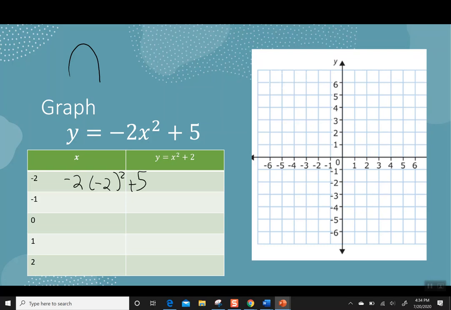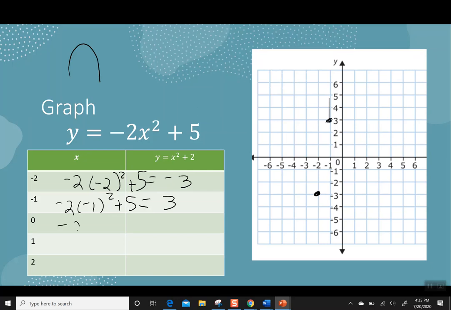Of course, grab your calculator if you want. Negative 2 squared is 4. 4 times negative 2 is negative 8. Negative 8 plus 5 is negative 3. So I have negative 2, negative 3 as my first point. I'm plugging in negative 1. So I have negative 2 times negative 1 squared plus 5. Negative 1 squared is 1, times negative 2 is negative 2, plus 5. 5 minus 2 is positive 3. So I have negative 1, positive 3.